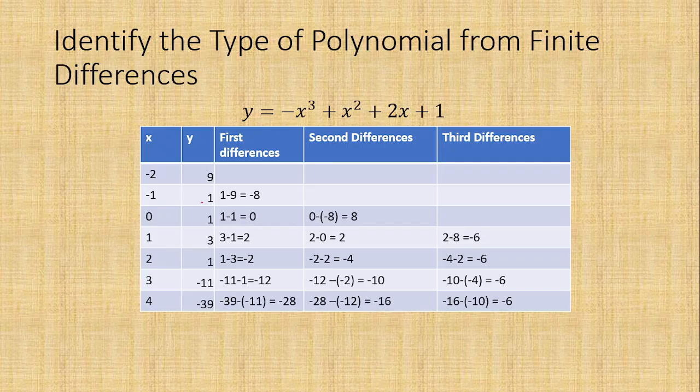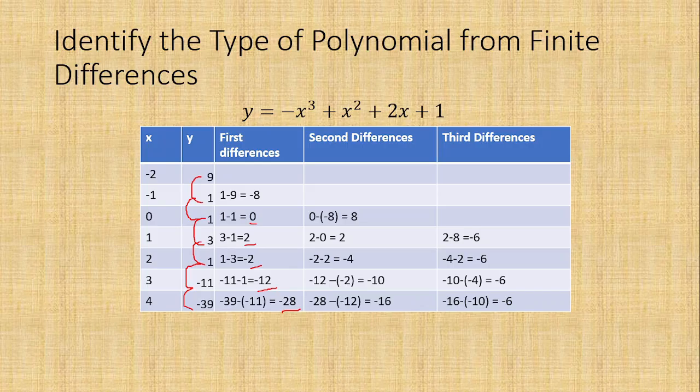We are going to say 1 minus 9, that comes out to be minus 8. Then 1 minus 1, which comes out to be 0. Then 3 minus 1 comes out to be 2. 1 minus 3 comes out to be negative 2. Negative 11 minus 1 comes out to be negative 12. And negative 39 minus negative 11 comes out to be minus 28.